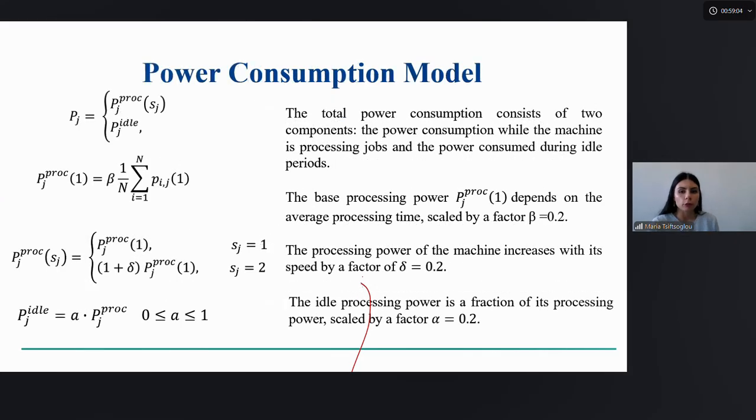The total power consumption consists of two components. As we see here, the power consumption while the machine is processing jobs and the power consumed during the idle times. The base processing power depends on the average processing time, according to the second formulation, and the processing power also increases with the speed of the machine based on a factor of delta, while the idle power is a fraction of the processing power scaled by a factor of alpha.